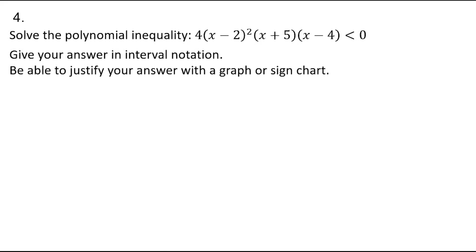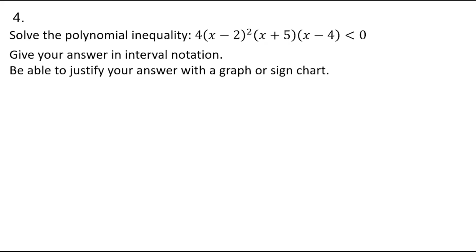Solve the polynomial inequality 4(x - 2)^2(x + 5)(x - 4) < 0. And we need to give our answer in interval notation and also justify our answer with the graph or sign chart. So first things first, let's find out where our critical points are.